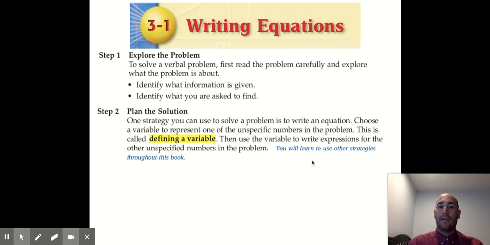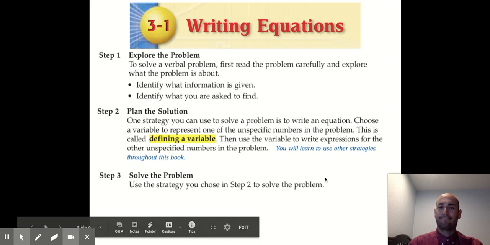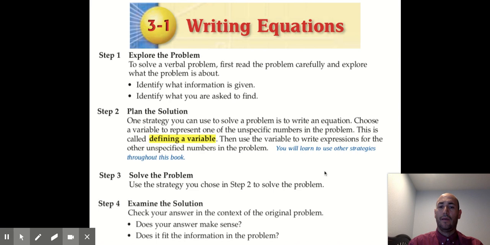Okay, and then step 3, solving the problem. If you have an equation and a variable, you can start going through the process of finding the answer. And then step 4 is to examine the solution.